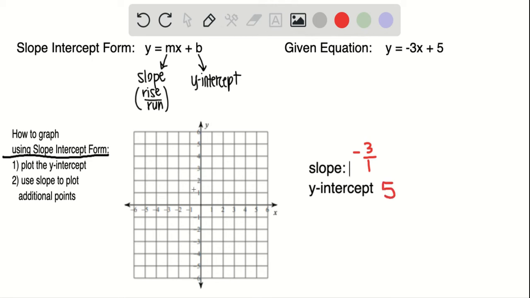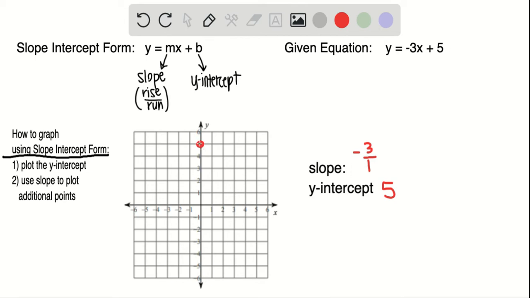Once I've identified the slope and the y-intercept, now I can go over to my graph and use the following two steps. The first thing I'm going to do is plot the y-intercept. So I'm going to go up to positive 5 on the y-axis. Next, I will use the slope to plot additional points.